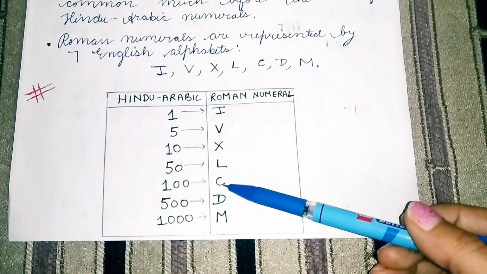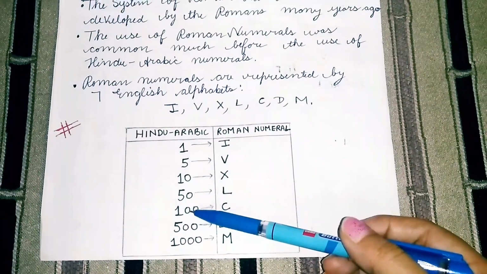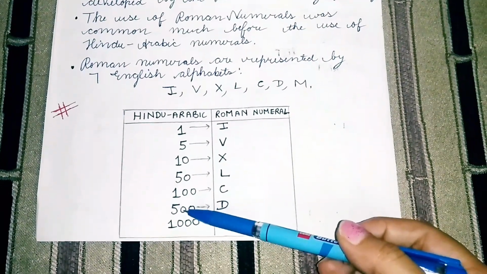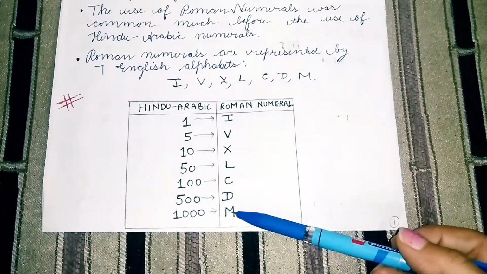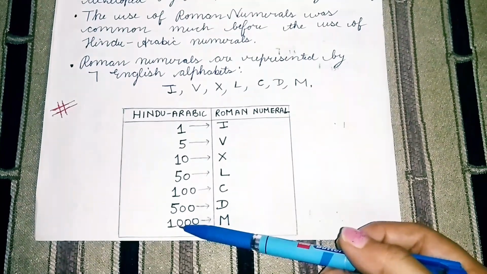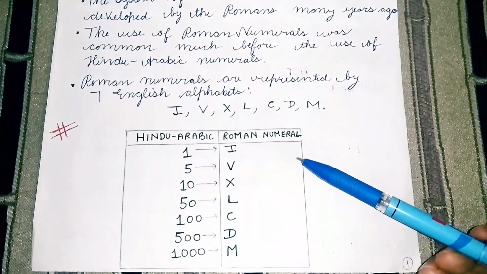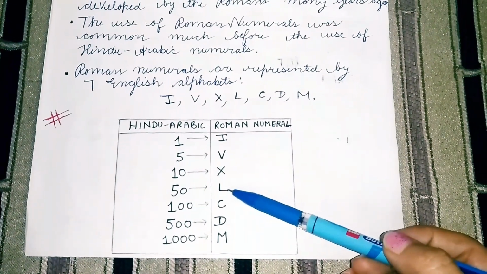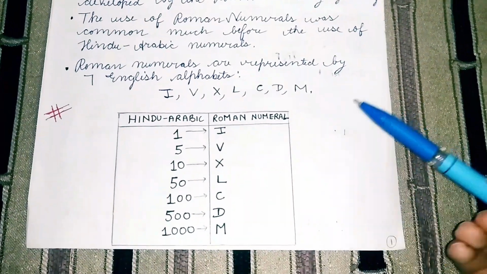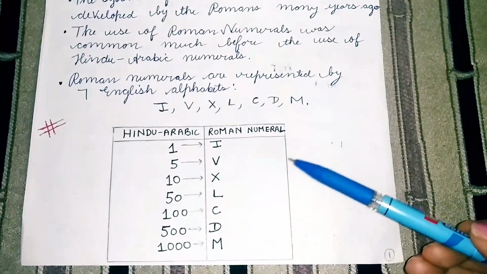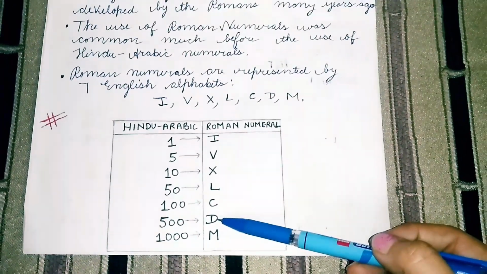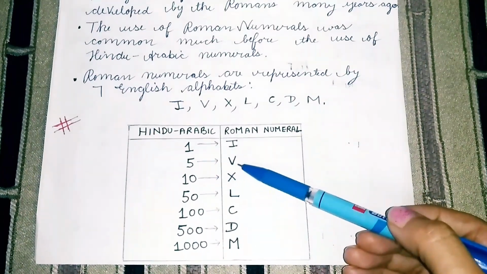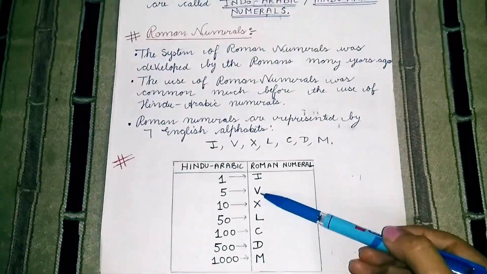Roman numeral C is equivalent to value 100. Roman numeral D is equivalent to value 500. Roman numeral M is equivalent to value 1000. That means if I want to write 50 in Roman numerals, I will use the symbol L. If I want to write 500 in Roman numerals, I will use the symbol D. If I want to write 5 in Roman numerals, I will use the symbol V. I hope it is clear to you this much.